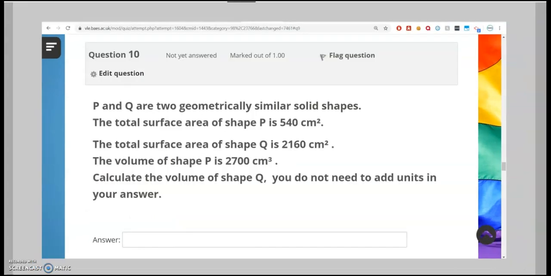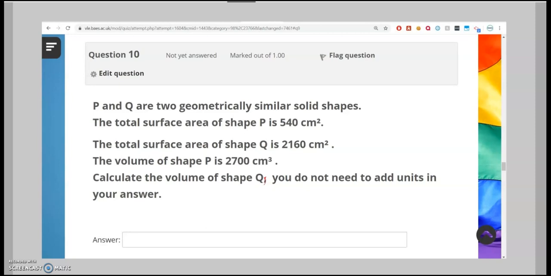In this question we have P and Q are two geometrically similar solid shapes. The total surface area of shape P is 540 centimeters squared. The total surface area of shape Q is 2160 centimeters squared. The volume of shape P is 2700 centimeters cubed. Calculate the volume of shape Q. You do not need to add units in your answer.